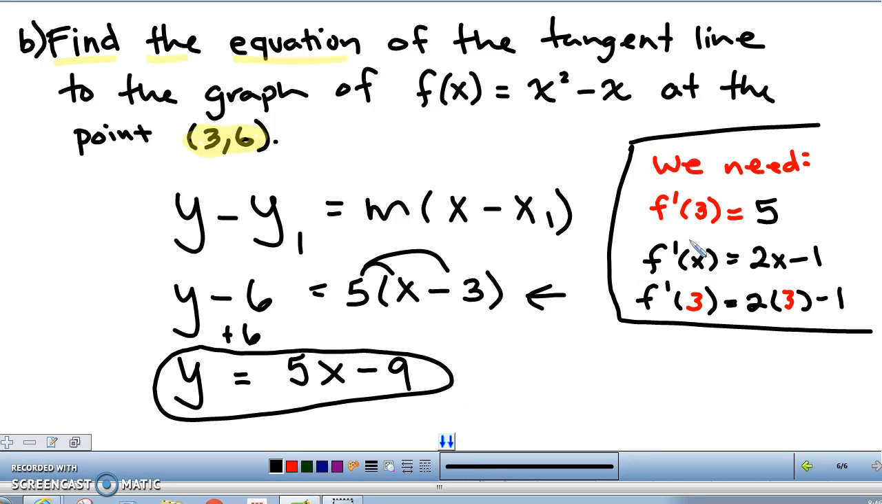Okay, so graphically, what does that look like in a graph?